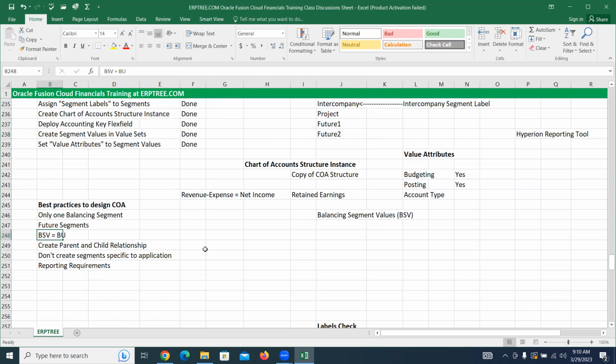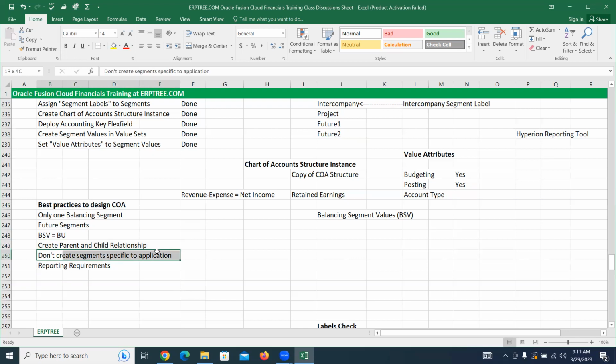So your number of business units should be equal to the number of balancing segment values. Or the balancing segment value may be your branch or legal entity, or it could be anything. As per our past discussion, you can understand that, and create parent and child relation. Don't try to understand this now. I'll show you in the system when we are dealing with a specific concept. Maybe after 2-3 classes, you will come to know about it in more detail.